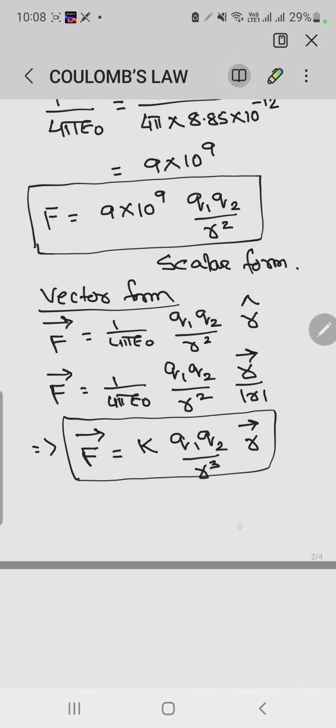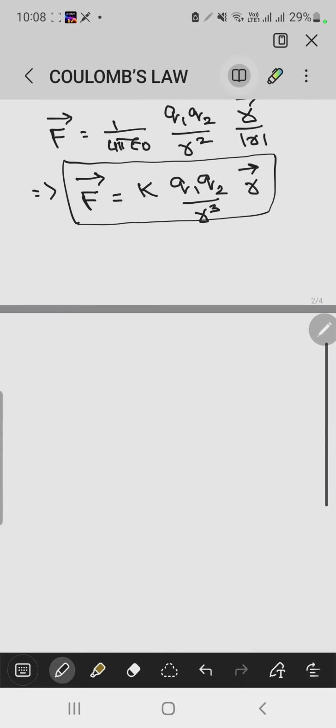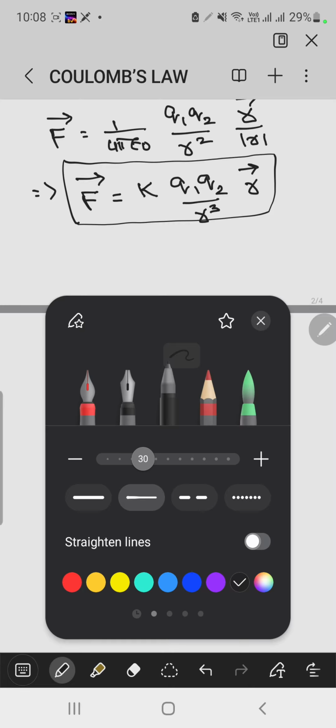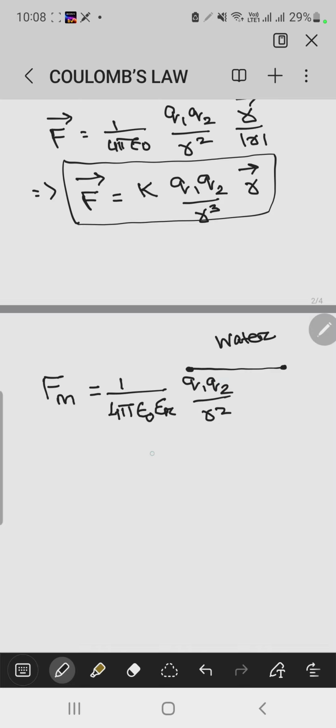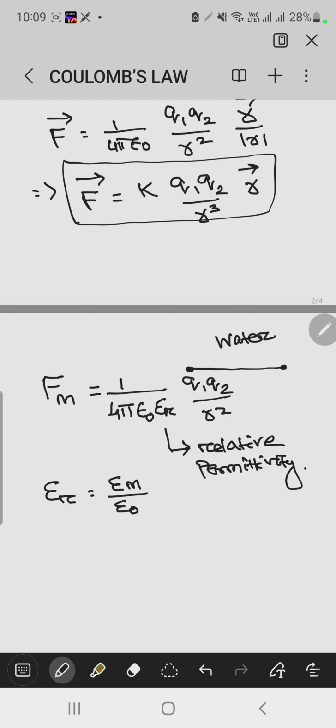Now, if the medium between the two charges is replaced by another medium, what should the Coulomb's law be? Let's think that the two charges have water as the medium between them. Then the Coulomb's force in any other medium is 1 by 4 pi epsilon naught epsilon r, then the same charges Q1 Q2 divided by r square, and this epsilon r is the relative permittivity. Relative permittivity epsilon r means the permittivity of the medium to the permittivity of free space. It has no unit.